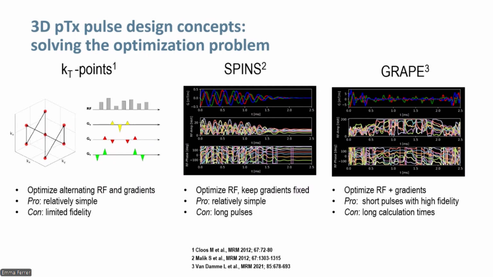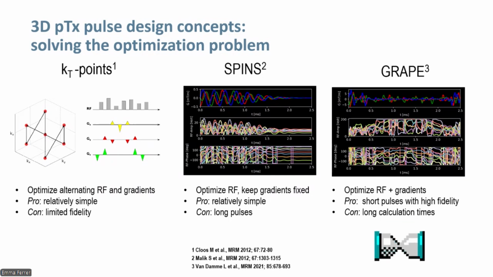There is the SPINS method, where instead of using blipped gradients between RF deposition spots, you apply the RF along the trajectory, and the gradient trajectory is fixed during the optimization. This is great, but it can lead to long pulses. And the method that we converge to and really like is the GRAPE method, which optimizes per time step both the gradients and the RF. And this can lead to shorter pulses with high fidelity, but it takes a long time to calculate them.